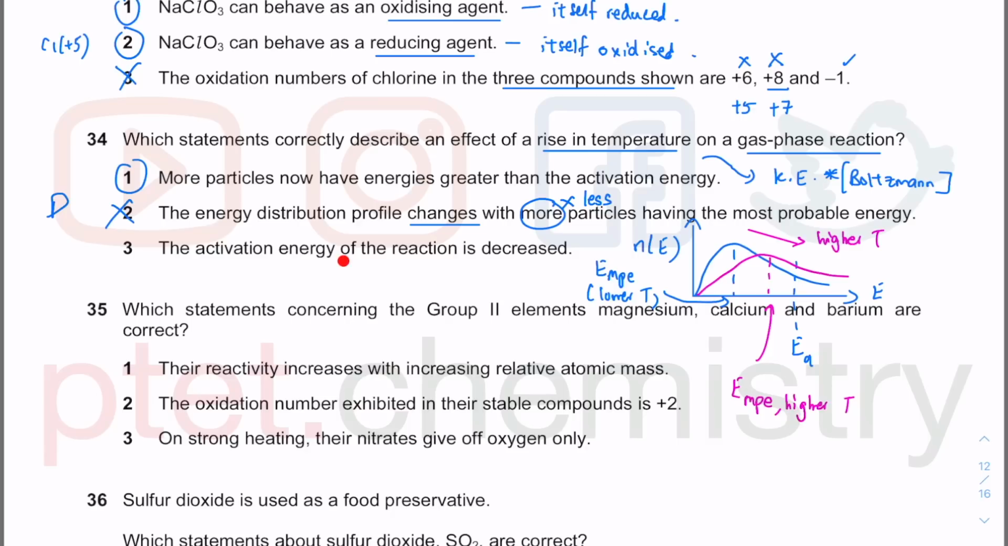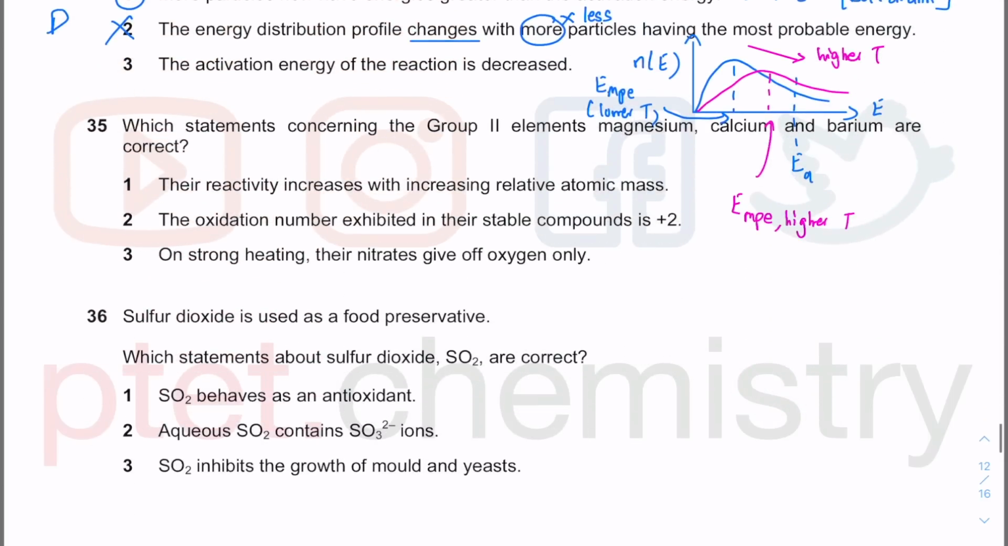Number 3 is definitely wrong, because you don't change the original activation energy, because there is no alternative reaction pathway, unlike when you have a catalyst, which will provide you an alternative reaction pathway, right? But not in the case of changing temperature.